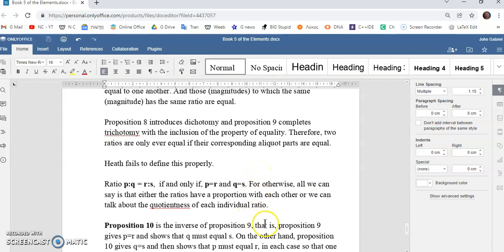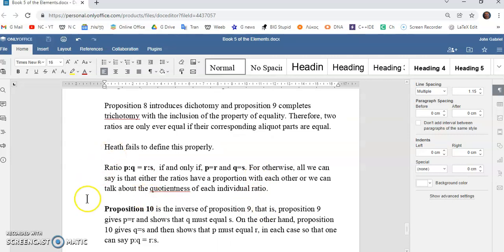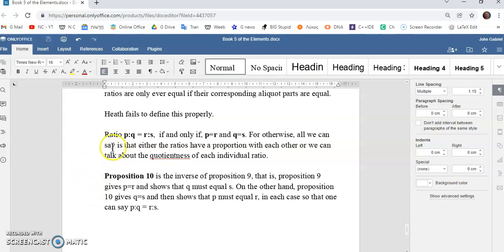Okay? But they don't have to be equal for their measure to be equal. So Heath fails to define this properly. For example, ratio P to Q is equal to R to S if and only if P is equal to R and Q is equal to S. For otherwise, all we can say is that either of the ratios have a proportion with each other, or we can talk about the quotientness of each individual ratio.